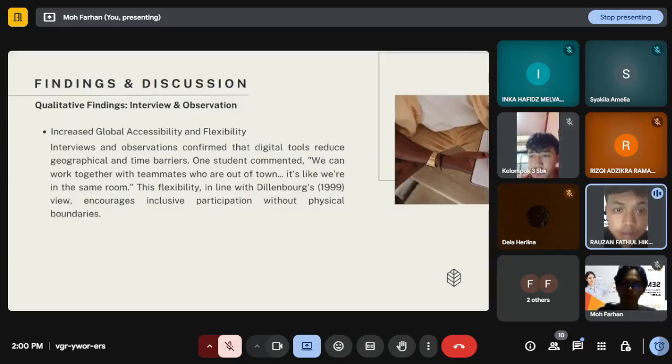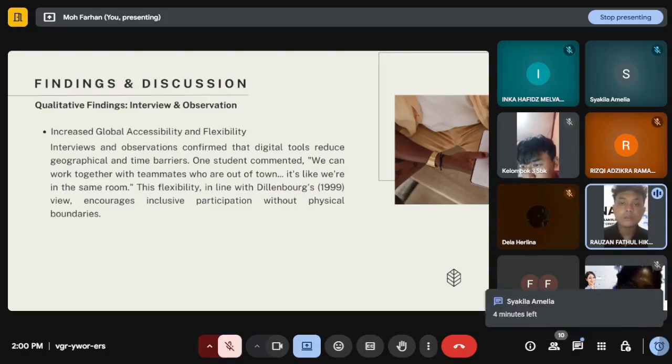Next is the qualitative findings, interview and the observation. The first one is increased global accessibility and flexibility. Interviews and observation confirm that digital tools reduce geographical and time barriers. Next slide.